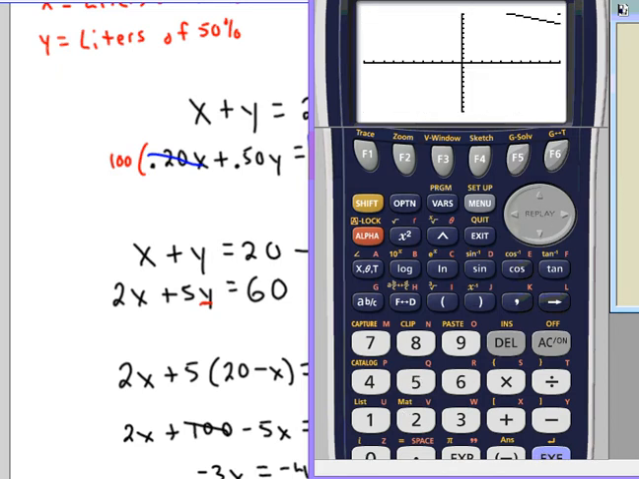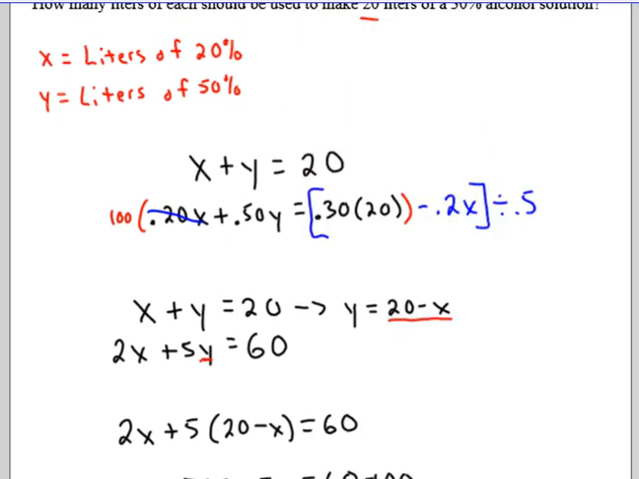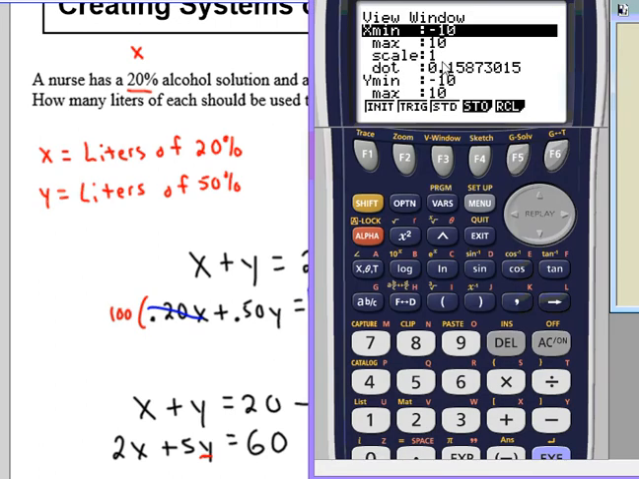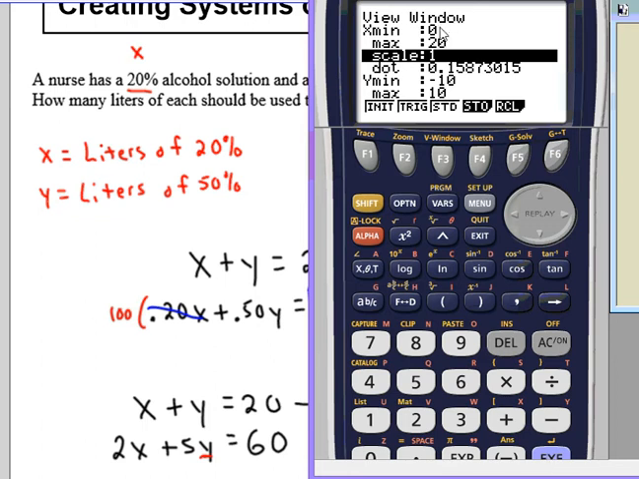Now if I graph it in a standard window, I'm not seeing where they intersect. I'm seeing just a little bit of it. So I'm going to look at the viewing window. X is how many liters we were mixing. Well, we're going to mix and get 20 liters, so I'm going to let the x go from 0 to 20. I don't need to look at anything less than 0. You can't mix less than 0 liters, and then up to 20 liters.